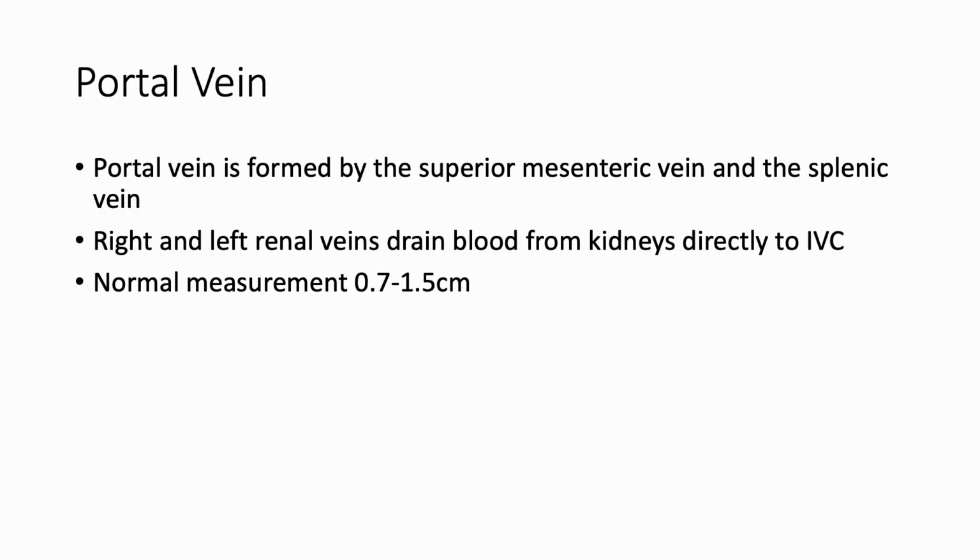The portal vein is going to be formed by the SMV, superior mesenteric vein, and the splenic vein. Very important. The portal vein is formed by the superior mesenteric vein and the splenic vein. The right and left renal veins are going to drain blood from the kidneys directly into the IVC. A normal portal vein measurement is 0.7 to 1.5 centimeters.